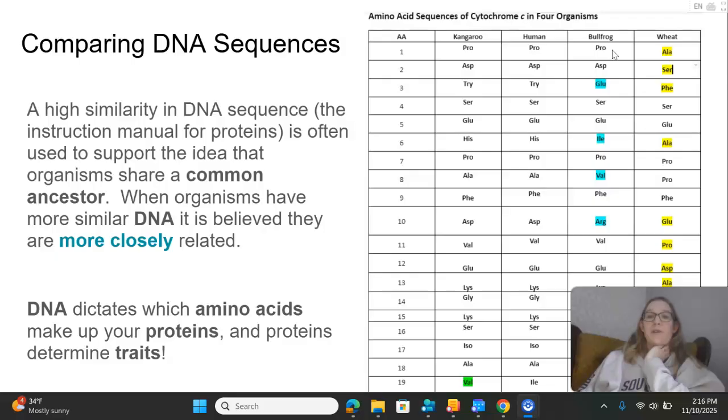Okay, so if we look at the sequences of DNA and the sequences of amino acids that make up proteins, we'll see a lot of similarities between organisms, and we'll also see some differences. But we have a lot of these similarities in the order of the amino acids and how the recipe is written up. Also is thought to indicate common ancestry. So our DNA dictates which amino acids make up the proteins, and the proteins determine the traits.